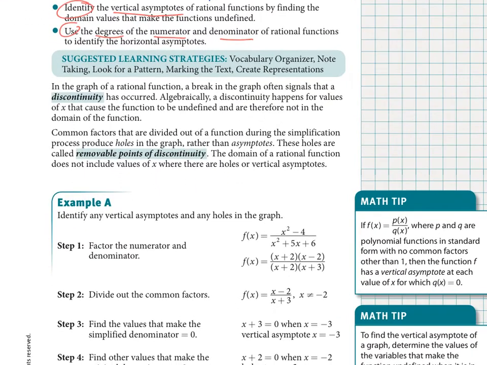So as you read through this, you'll see it'll mention a few key phrases that we'll add to our word wall later at the end. Discontinuity and removable points of discontinuity. We're also called holes. So we're going to be looking at those asymptotes where it breaks the graph up, but also a new thing called a hole, or something where the graph doesn't exist, but we're going to put an open circle there. The graph kind of skips over that spot.